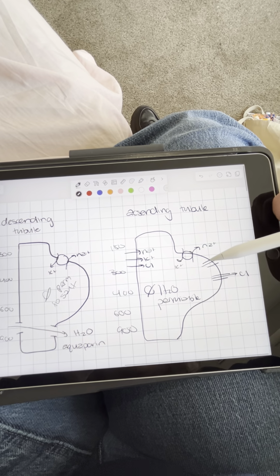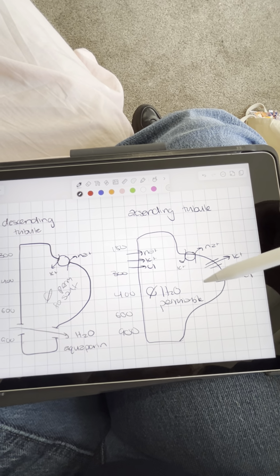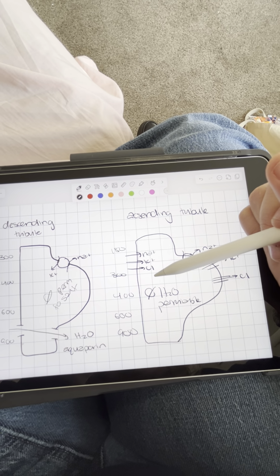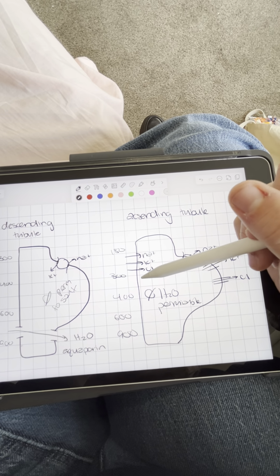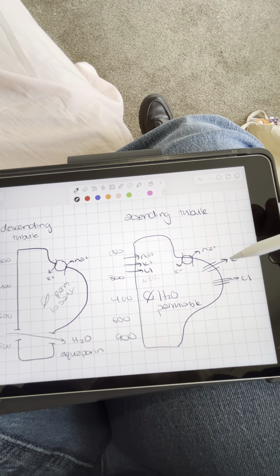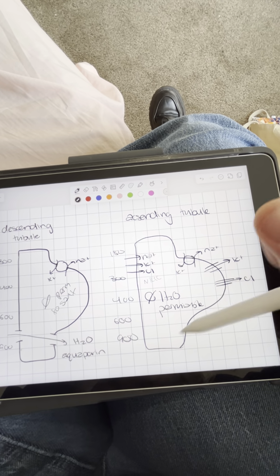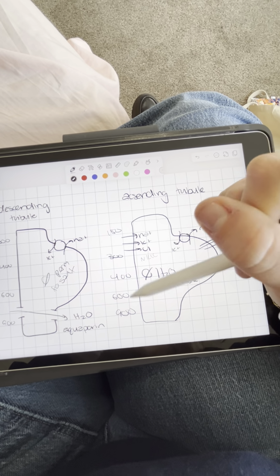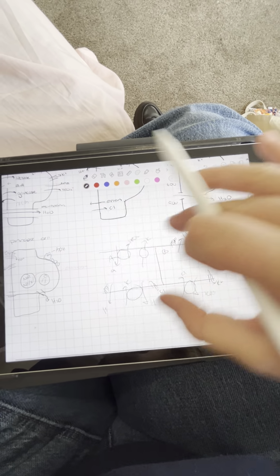But then by the time you get to your ascending tubule, you're going to have this channel right here. It's the NKCC channel, sodium, potassium, chlorine. Water is not permeable, so now you're going to get more concentrated, but you're putting all your salts out. And that's why it gets less concentrated up here.